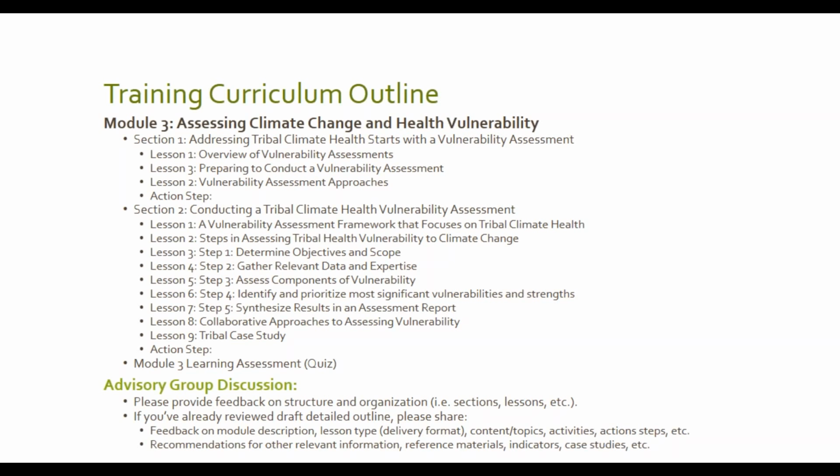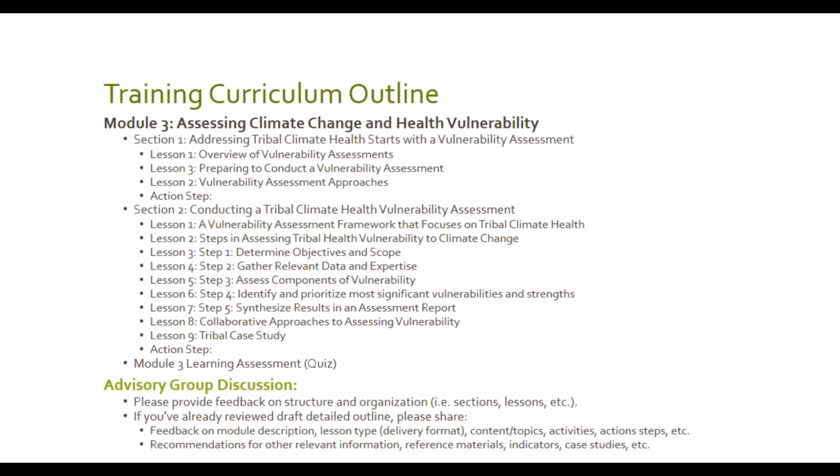Lesson 3 goes through each of those steps one by one. Step 1 being determine objectives and scope. Lesson 4 is step 2, gather relevant data and expertise. Lesson 5, step 3 is assess components of vulnerability. Lesson 6, step 4 is identify and prioritize most significant vulnerabilities and strengths. And lesson 7 is step 5, which is synthesizing the results in an assessment report. And that's just really a high-level window into the steps that we would suggest at this point based on the research we've done so far, which is preliminary.